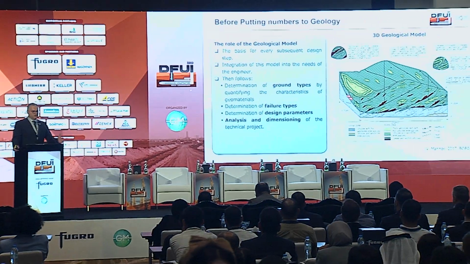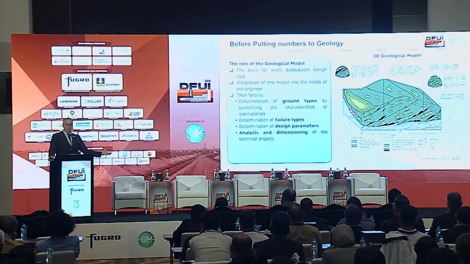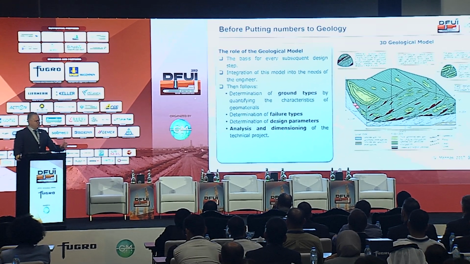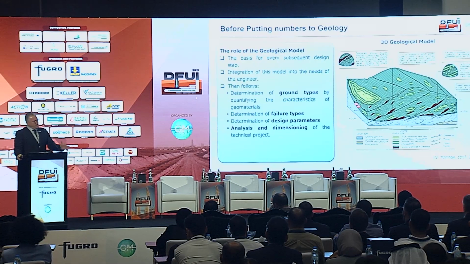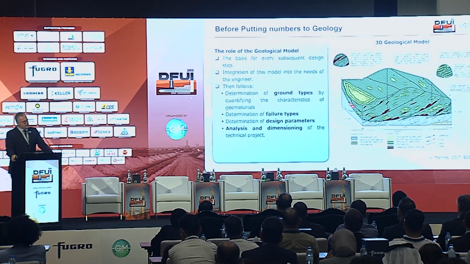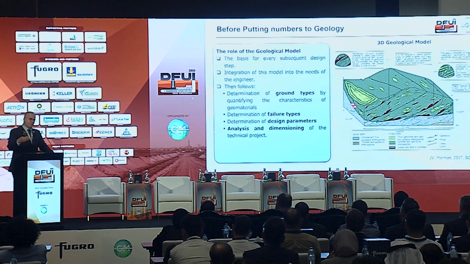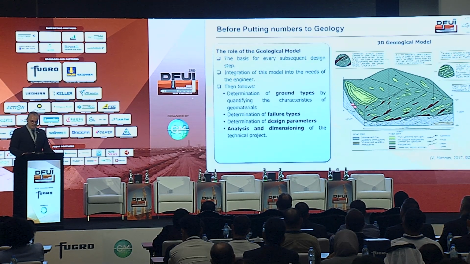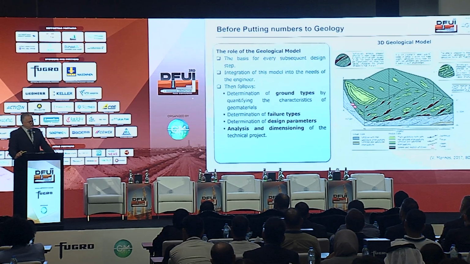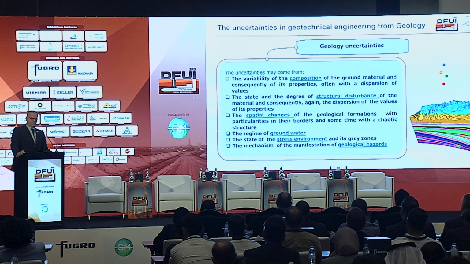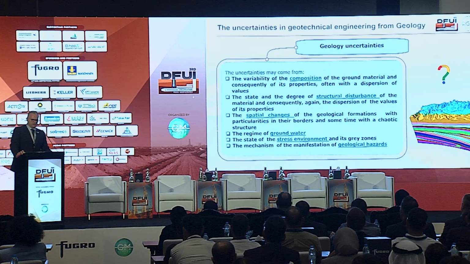And of course, the first question an engineer asks is numbers. So we ask from a geologist to compile a geological model and give properties, give some qualitative but mainly quantitative information. But what we actually have as the basis of the subsequent geotechnical design is to provide the ground types, then the failure types, and then we go back and assess the design parameters. And of course, then we can proceed with the analysis and dimensioning. And now we have to go back and say that what we are asking from a geological model, actually, is to reduce the uncertainties behind that.